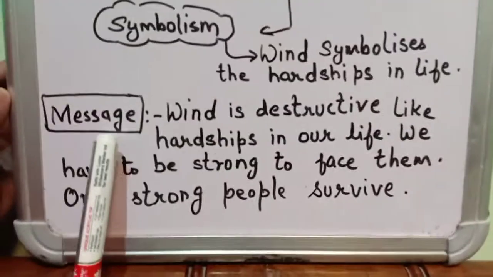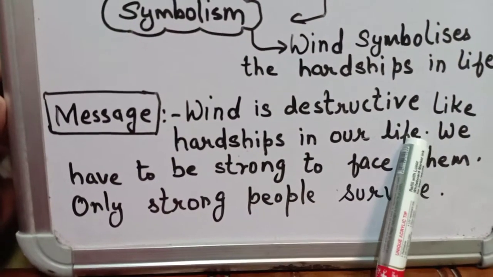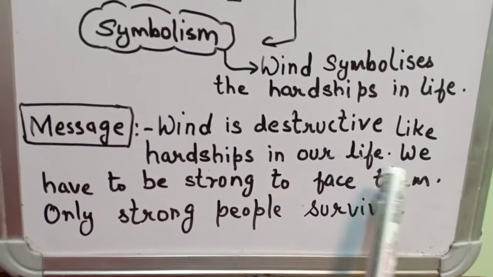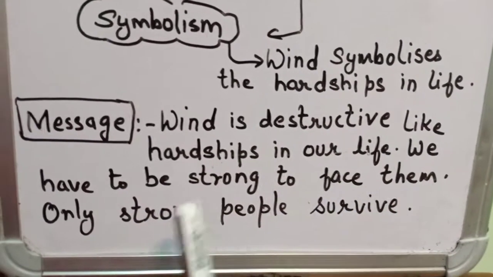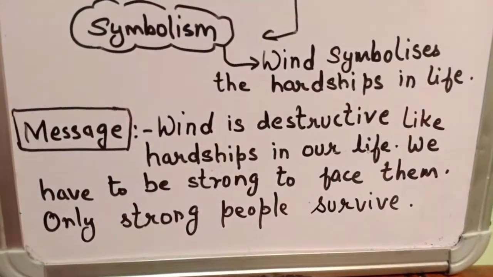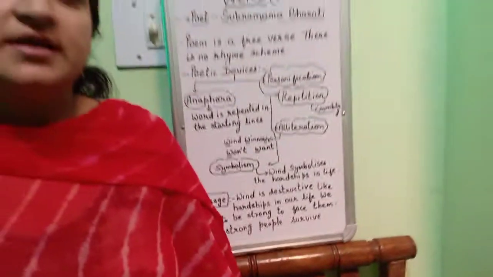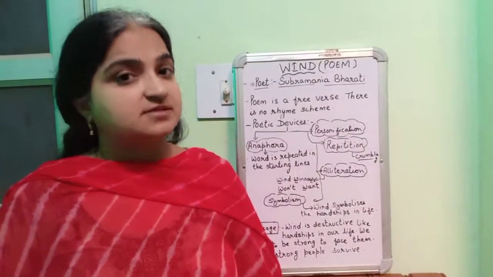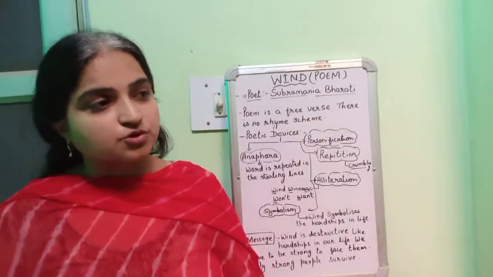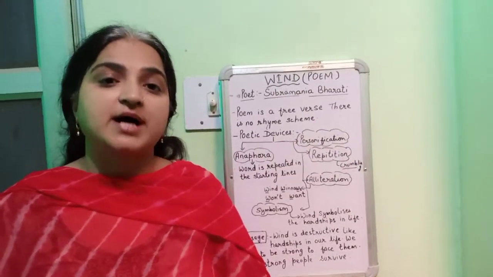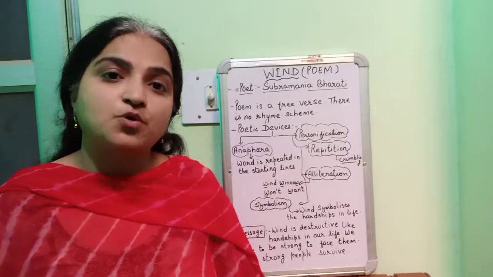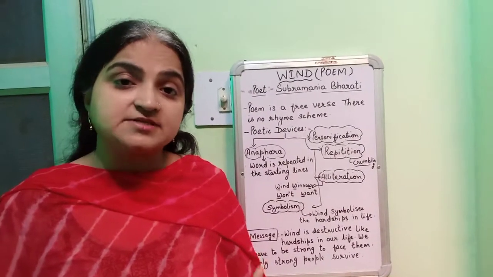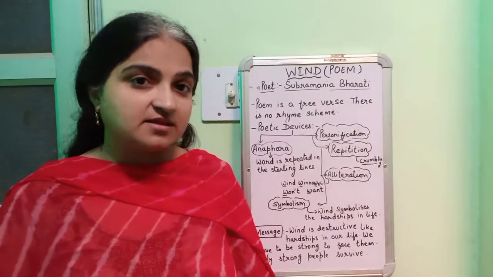So the message in this poem is that wind is destructive like hardships in our life. Wind also destroys the weak things and it symbolizes the hardships in our life, the difficulties which we face in our daily life. We have to be strong to face them because only strong people survive. Yes, students, it means that if we are strong enough to face the hardships of our life, only then are we able to survive. Otherwise, we are not going to survive. So, through this poem, the poet gives a message that you have to be strong because even hardships support the strong people and it makes your life more strong and it makes you so strong to exist in these circumstances.